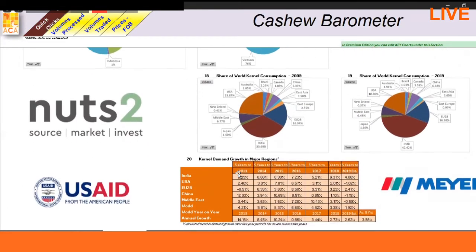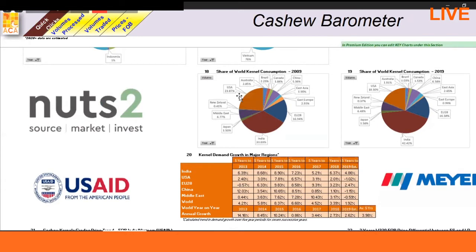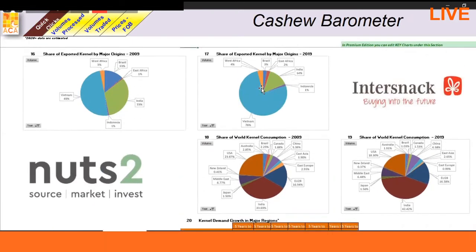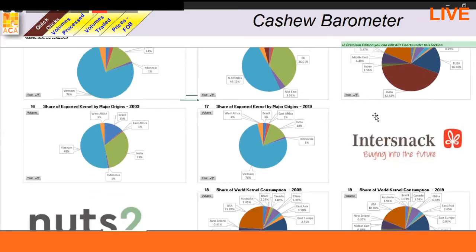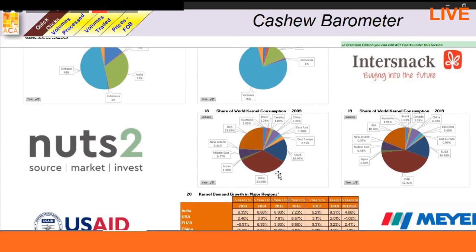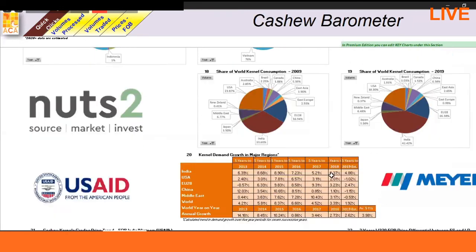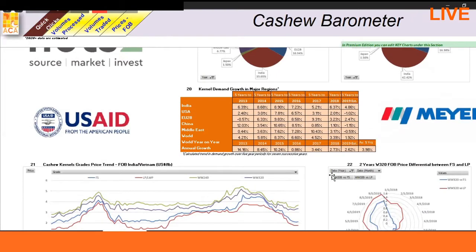What is also important is to go into the share of kernel consumption. We had it up here, but then further analysis are done here for 2009, and to be able to compare it with 2019. Major blocks were, for instance, the US, which accounted for about 23%, now accounting for about 18%. So it allows you to have a good picture which blocks are growing when it comes to consumption over the years. But as they say, the devil is in the detail.